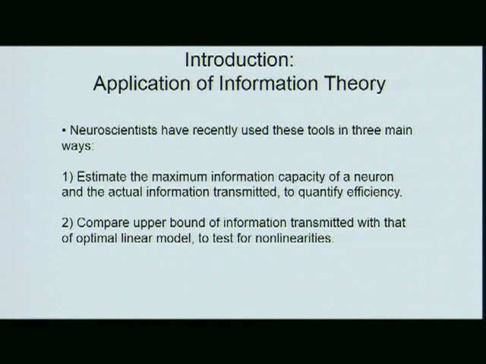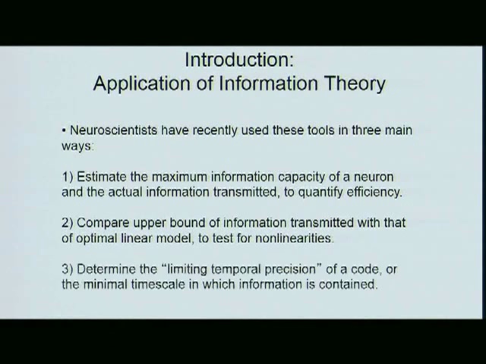Secondly, there are some techniques, which we're going to hear a bit more about specifically in this talk, where you could try to estimate the most information the neuron can transmit, as well as the amount of information that a neuron could transmit using an optimal linear model. Then you can compare these two estimates of the information to see if there are some nonlinearities in your neuron that your linear model isn't capturing, and to help you understand how the neuron is transforming your data.